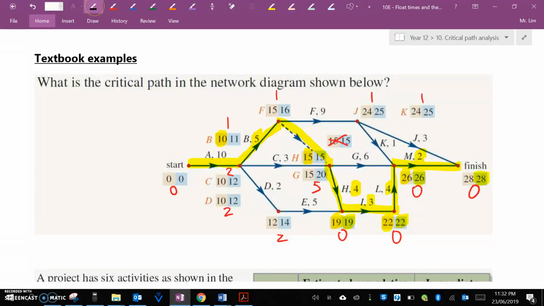So here we can see that the critical path is from A to B to H to I to L to M, and that's it.